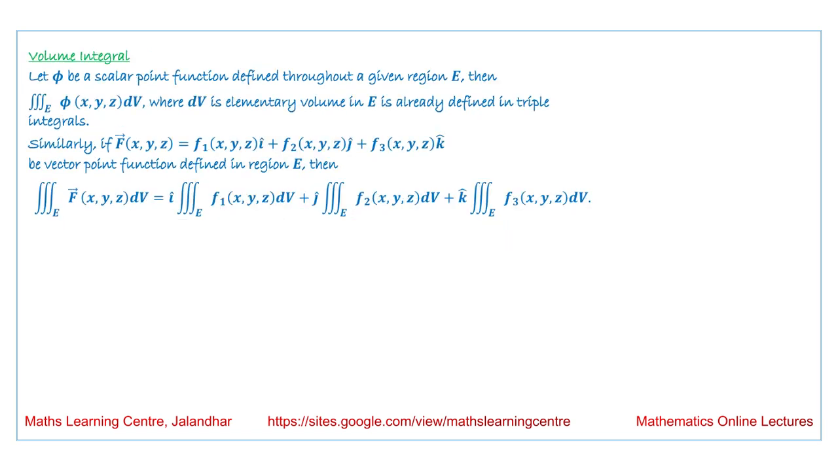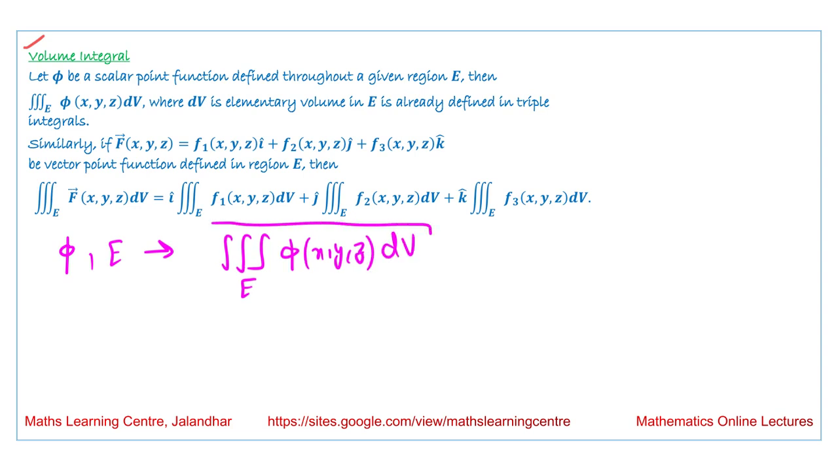So now next we have the definition of volume integral. If we are talking about the point function phi and the closed volume, the region E, then the definition of triple integral we already know. The triple integration over E is phi(x, y, z) dV. This definition we have already studied in the lecture of triple integration.